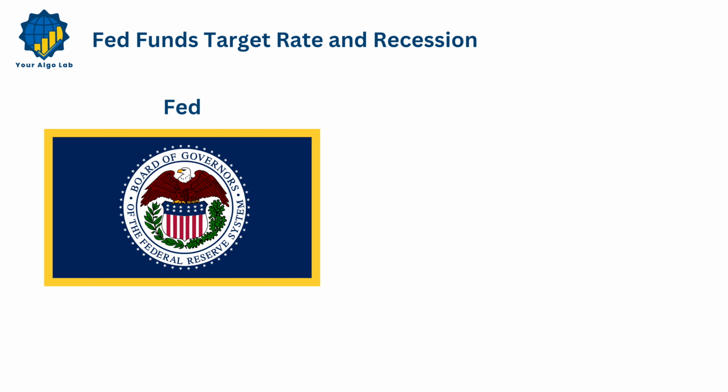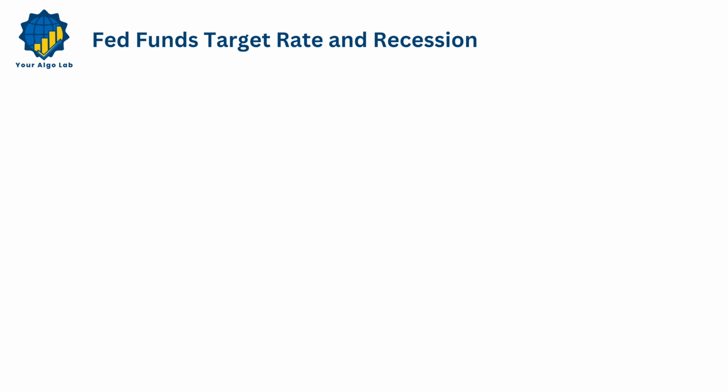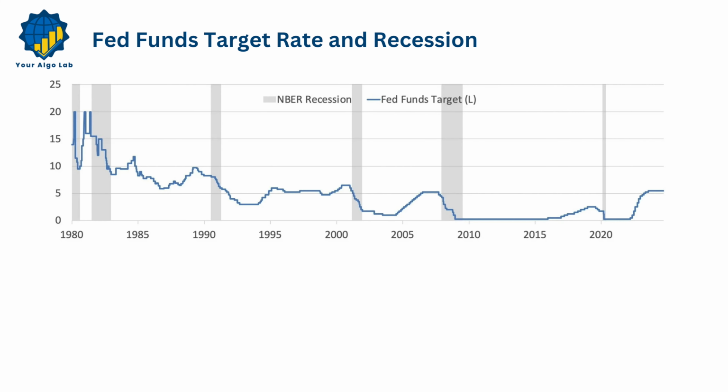The Federal Reserve, or Fed, is undeniably the most powerful central bank in the world. Through the Federal Open Market Committee, FOMC, the Fed adjusts its policy rate, known as the federal funds rate. It plays a crucial role in guiding the US economy by managing interest rates and implementing monetary policy to ensure price stability and full employment.